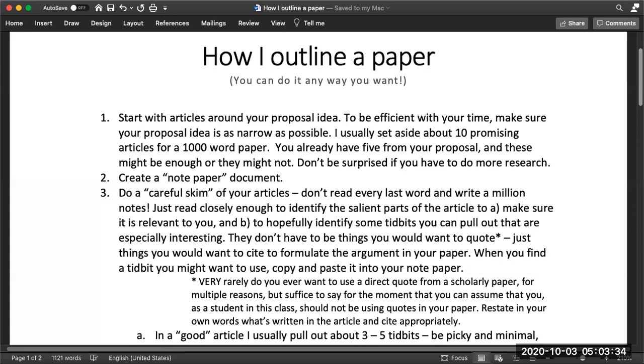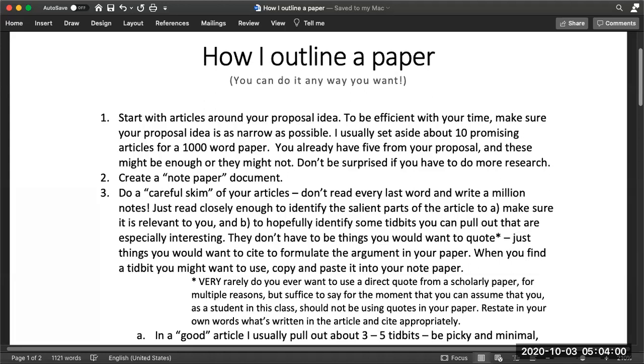So I usually set aside about 10 promising articles for a 1,000-word paper. And you've already done 5 for your proposal. That might be all you need, but you might need more. So the first thing you do is create a blank document, and this will be kind of your notebook, your scratch paper.